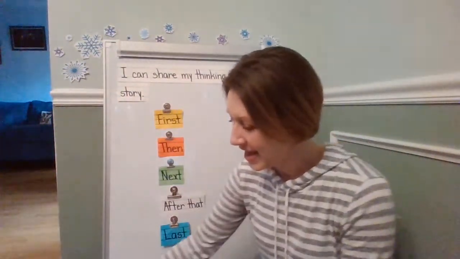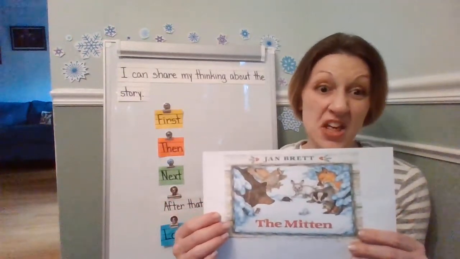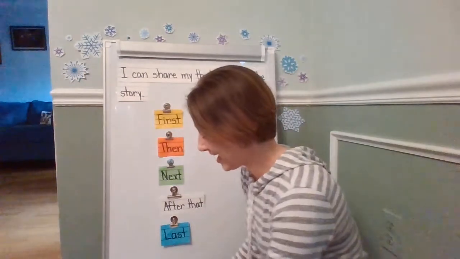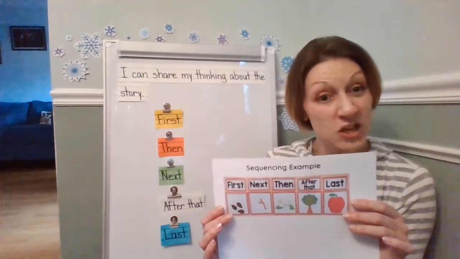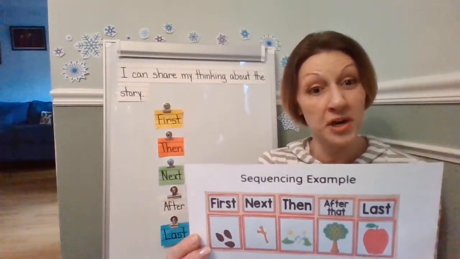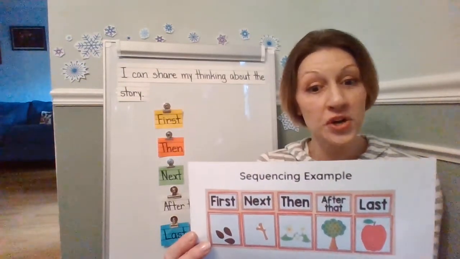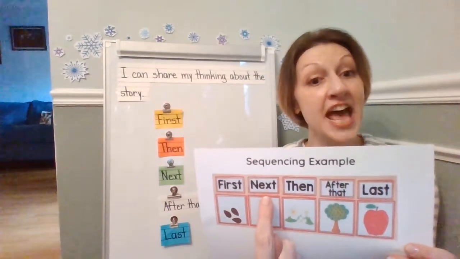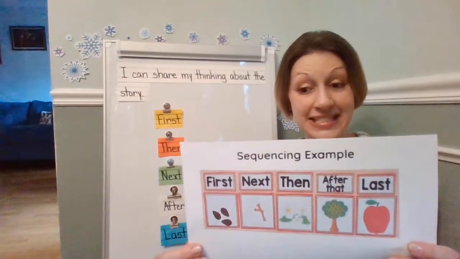Let's go ahead and think back at the story, The Mitten. Do you remember it? Okay, so today, readers, we're going to be practicing sequencing. We've worked on sequencing before. In sequencing, you put events in order. For example, what happens first, next, then, after that, and last.